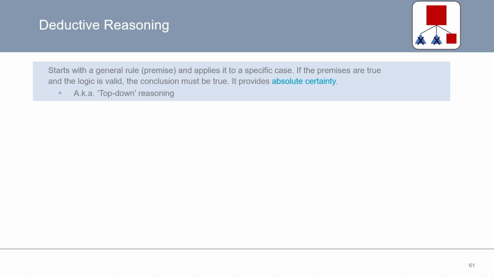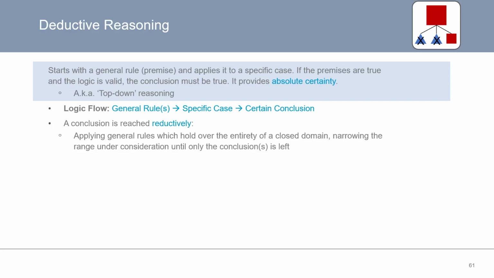Looking more closely at deductive reasoning, this starts with a general rule or premise and applies it to a specific case. If the premises are true and the logic is valid, it provides absolute certainty that the conclusion is known. This is also known as top-down reasoning. The logical flow here begins with general rules, leading to a specific case, upon which we make a certain conclusion. A conclusion here is reached reductively, applying general rules which hold over the entirety of a closed domain, narrowing the range under consideration until only the conclusion is left.